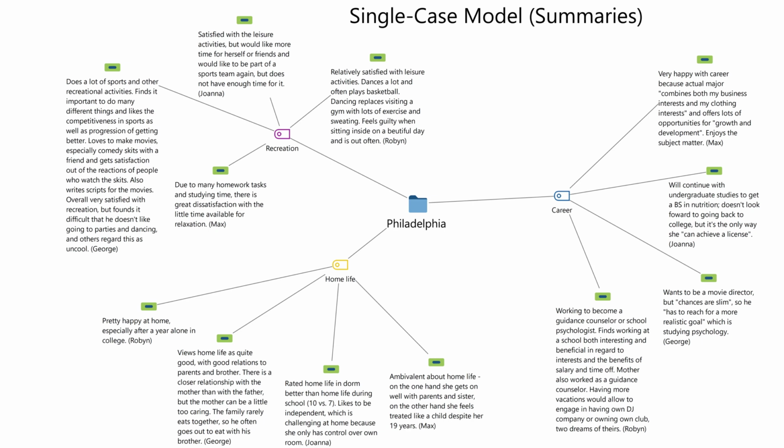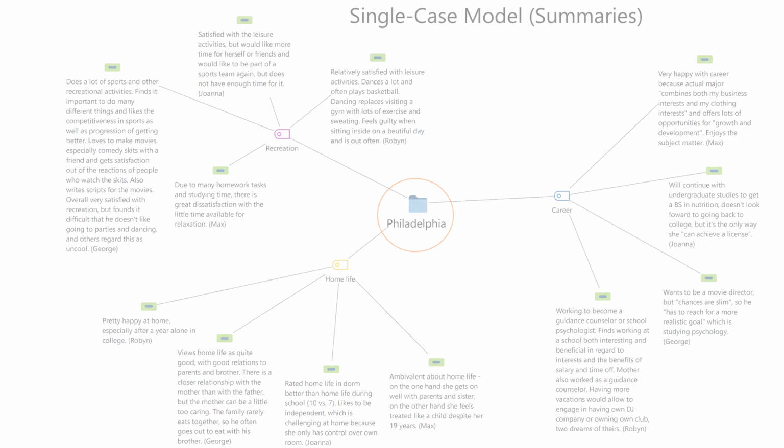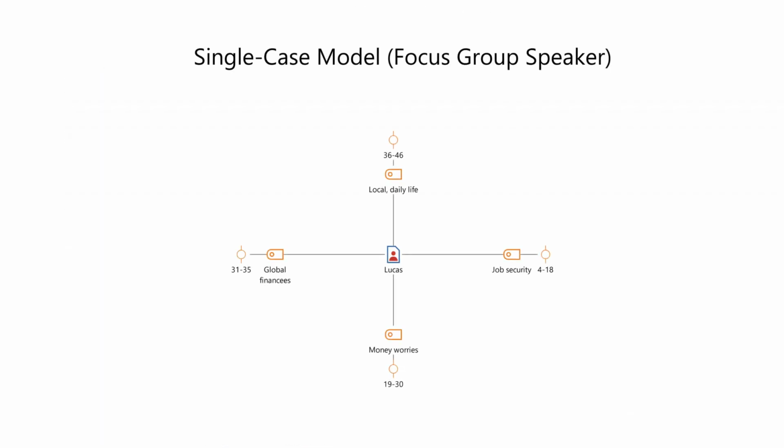An individual case does not necessarily need to be a single document. A document group or document set can also be placed at the center of the map. You can also create individual case models for individual speakers of focus group discussions. Instead of a document or a document group, the model then focuses on a particular speaker.